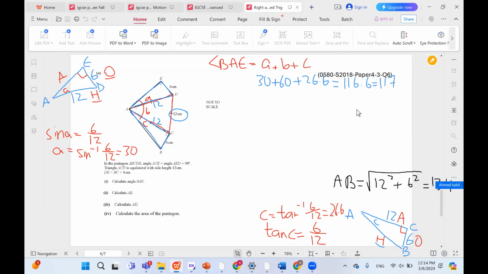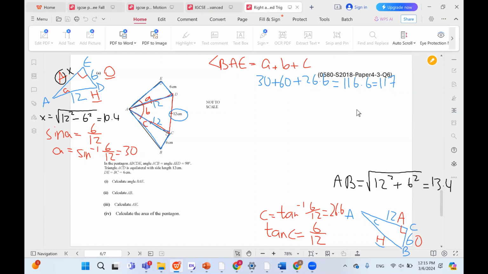Next, we want to find AE. So let's go to the triangle that has AE. And we want to find the third side in that triangle, which is the adjacent. So let's call this X. We can say that X is equal to root of 12 squared minus 6 squared, because it's not the hypotenuse, so we use minus instead of plus. So root of 12 squared minus 6 squared gives us 10.4. Therefore, the side AE is 10.4.